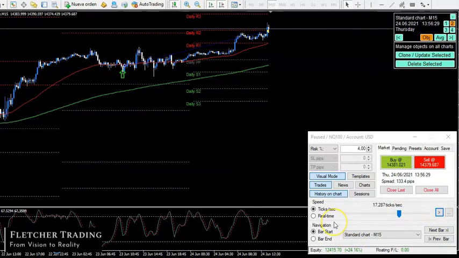So we've just been taken out of this trade, and the account is now up 25%, and it's the 24th of June. So it's not even the end of the month yet, and the account is up 25%.